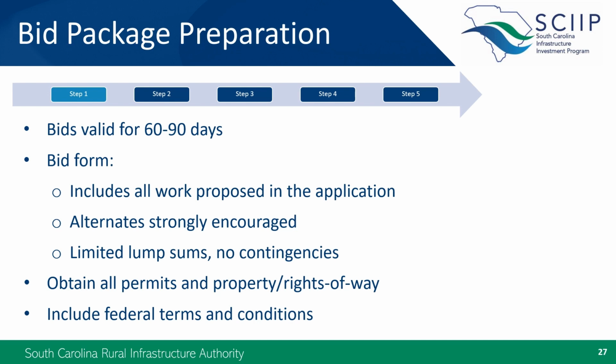To the extent possible, bid forms should include quantities and itemized costs for the proposed work, and lump sum contingencies must not be included. As you work on your bid package, you should be seeking all necessary permits and acquiring any property, easements, or rights-of-way needed. These must be completed prior to advertisement of the project. When you submit your permit applications to SCDHEC and SCDOT, please be sure to note that they are for a SCIIP-funded project. And finally, don't forget to include all federal terms and conditions. These are included in our project management procedures, and I went over several of them earlier.